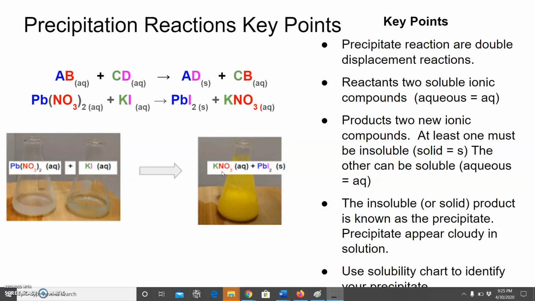Okay, so let's just end with some key points, some key reminders. So remember that in order for a precipitate reaction to exist, one of your products must be a solid. That's known as your precipitate, and you can use your solubility chart for that.